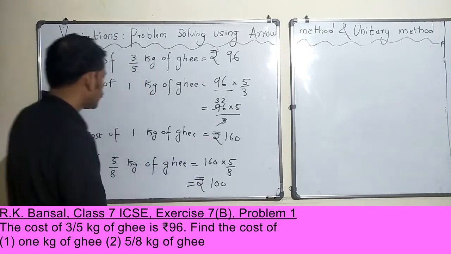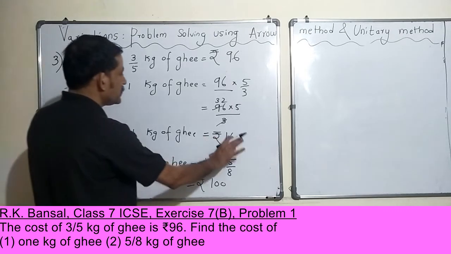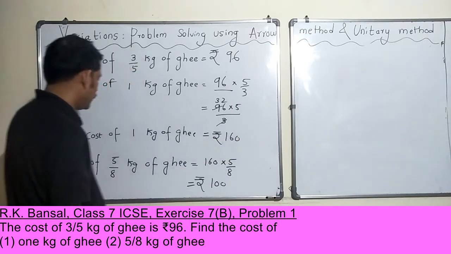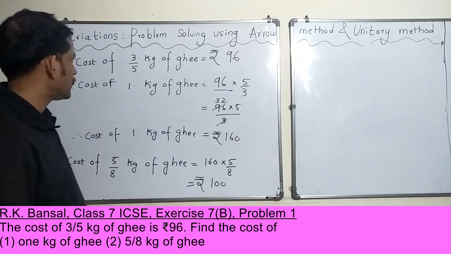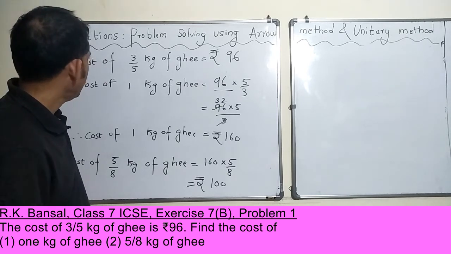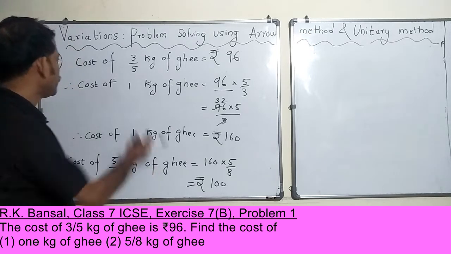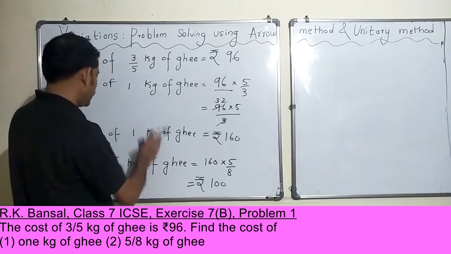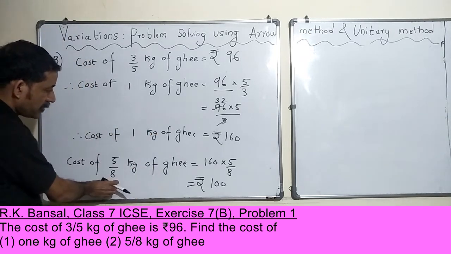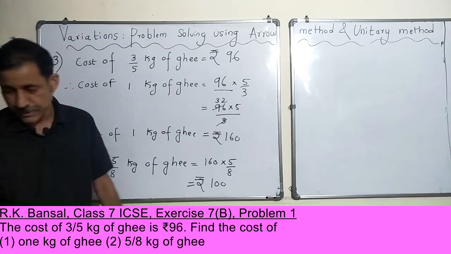Okay. So, cost of 5/8 kg of ghee is rupees 100. And cost of 1 kg of ghee is rupees 160, right. You can write down the answers. This is the answer using the unitary method, right. We figured out the cost of 1 kg and then, whatever was asked, we found out the cost of that. All right, sounds good.